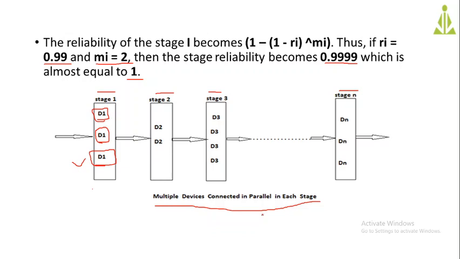Okay, so this is the reliability. We improve a lot compared to devices connected in series. To overcome the problem of devices connected in series, we use multiple devices connected in parallel in each stage. This will be the best.